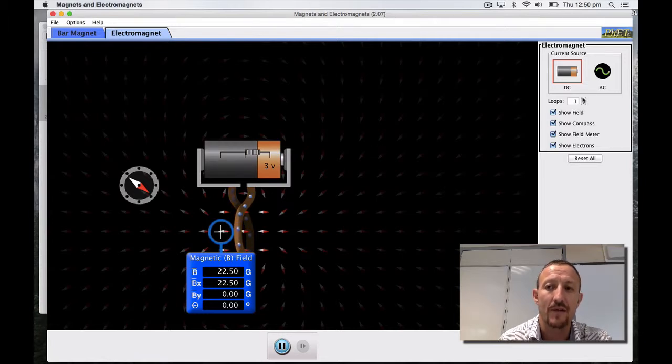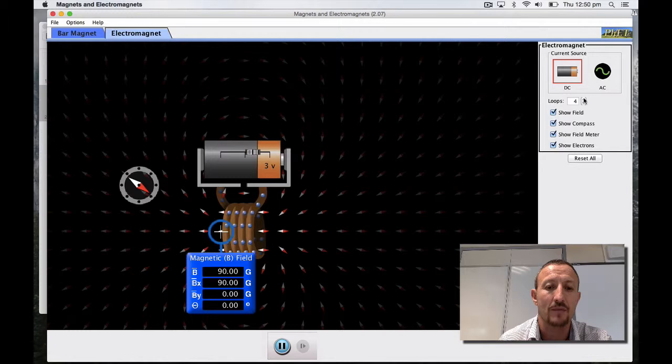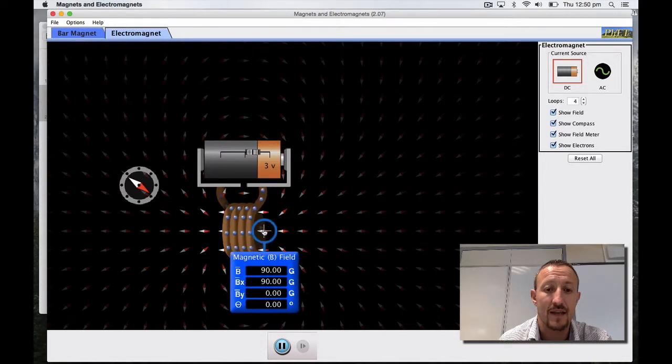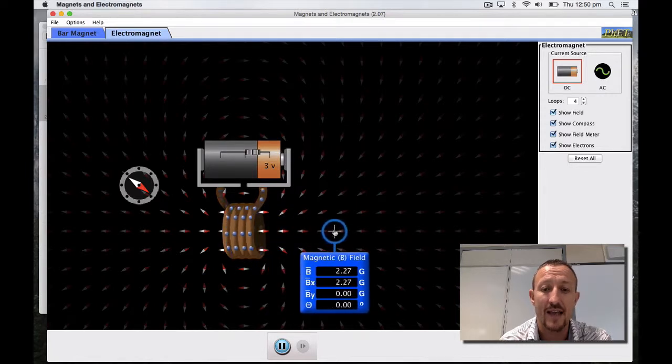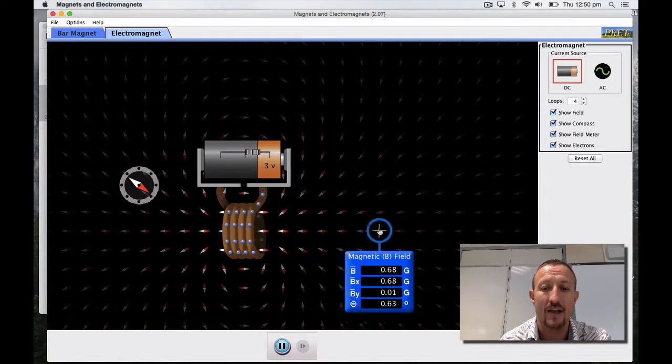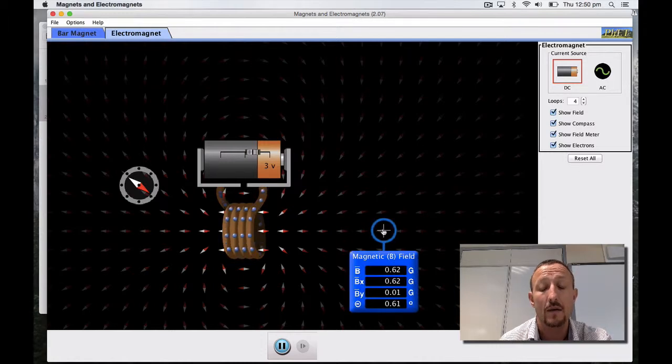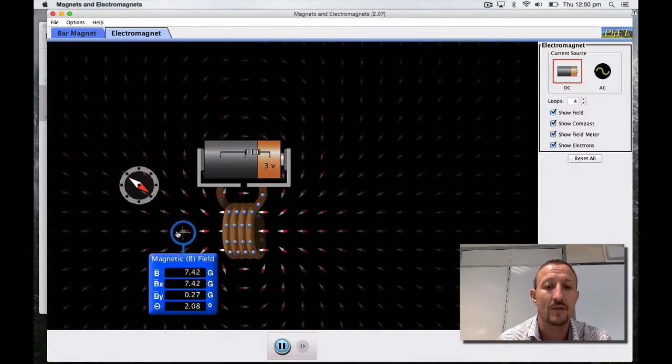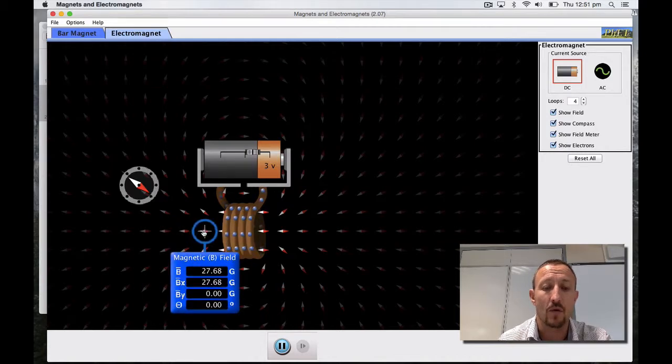We'll work on loops first. If I increase the number of loops, you can see that there's one loop. Put a second loop in and it's doubled. Put a third loop in, it's increased by the same amount, and put a fourth loop in and we've gone up to a magnetic field strength of 90 at this same position. If I move over to the other side, you'll see that it's exactly the same. The further away I move, you can see that the field has gradually got weaker and weaker and weaker.